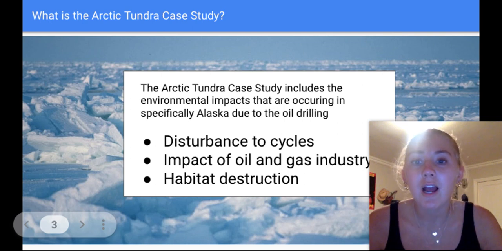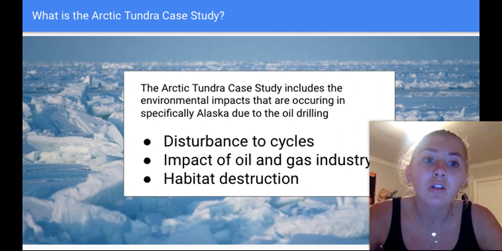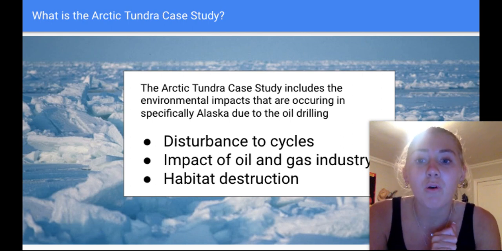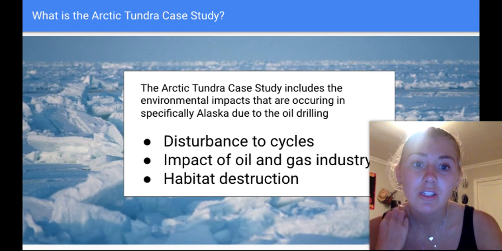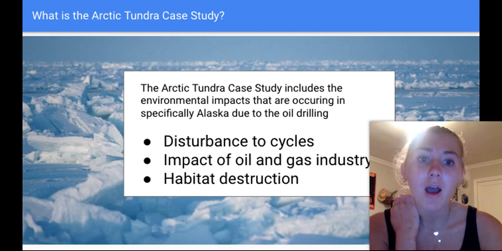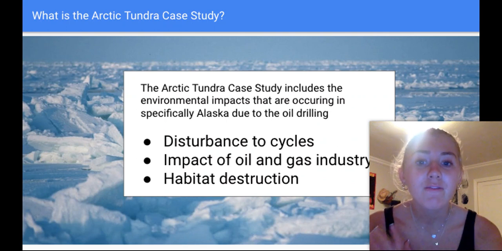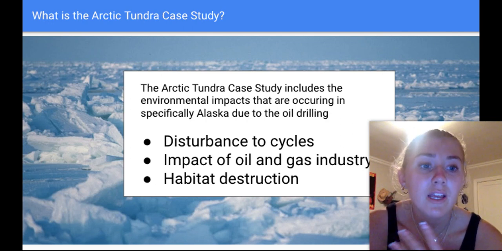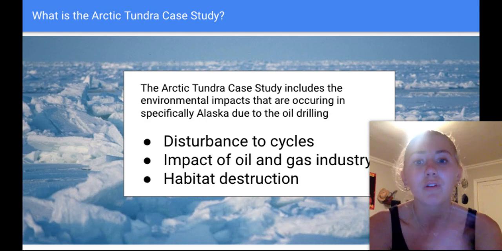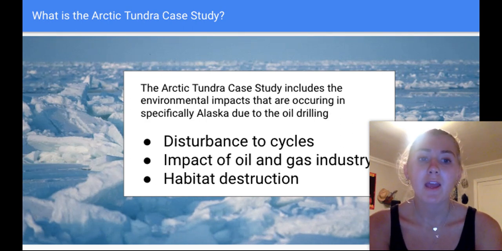So, the three main ideas that I'm going to be talking about today in this presentation include disturbances to cycles, impact of oil and gas construction, and then habitat destruction. There are many physical factors affecting the flows and the stores in all of the cycles, including temperature and permeability of rock. And a lot more.